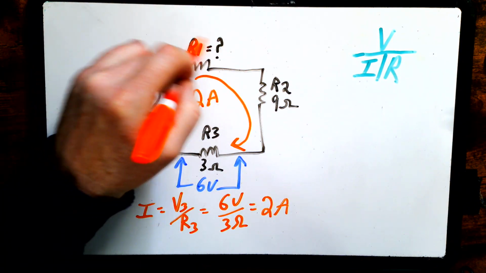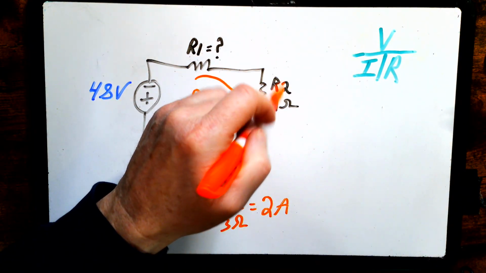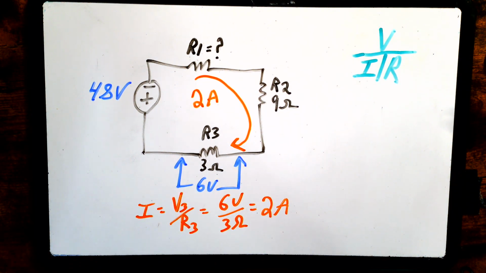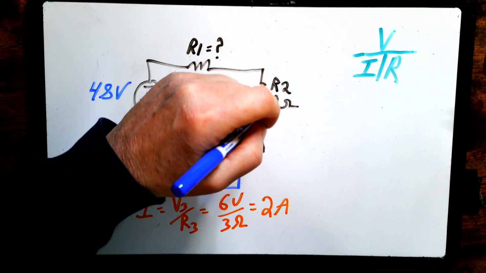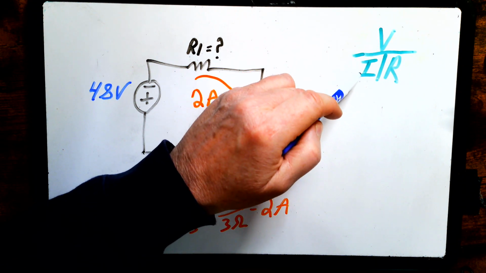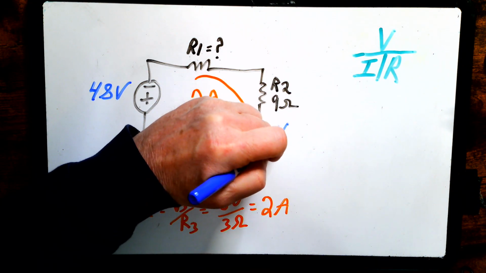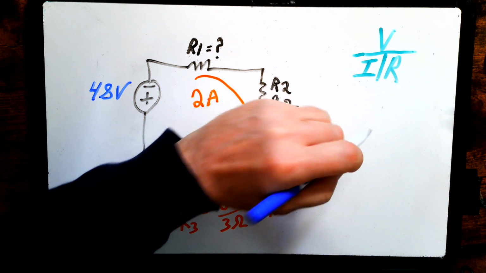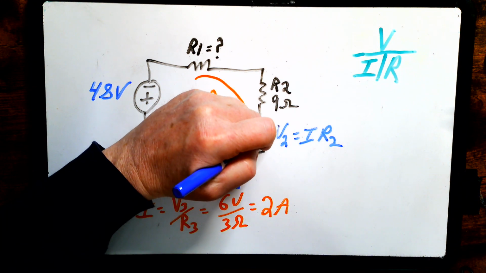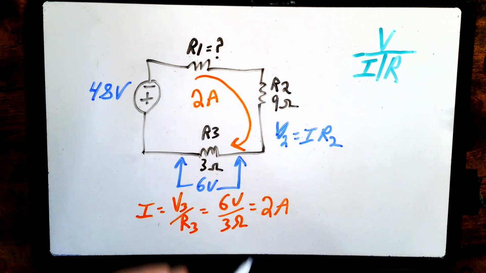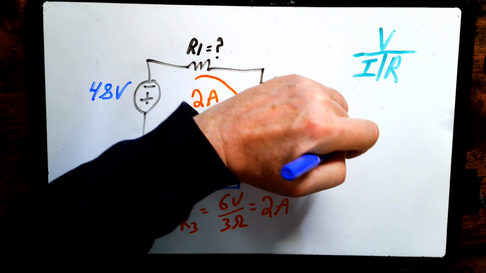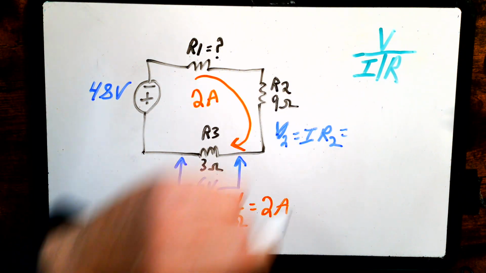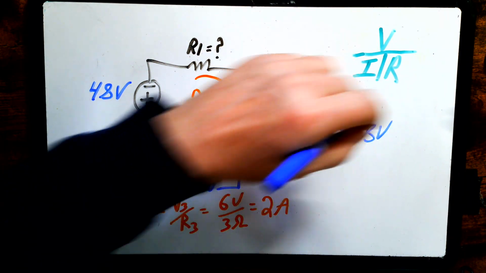So now I know what the current is going through R1, and that's also the current going through R2. So I could find the voltage going across R2. The voltage drop across R2 is going to be voltage equals the current times resistance. So V2 equals current times R2. And that's going to be the 2 amps times the 9 ohms. And that's going to be the 18 volts.